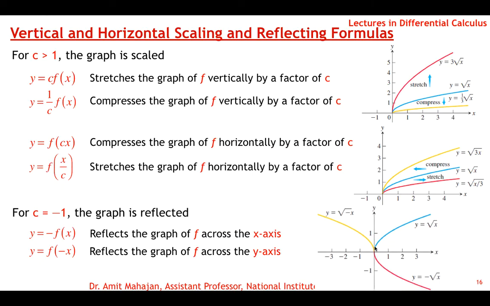For example, say you're given this curve y is equal to root x, then if I multiply with a negative sign here, then the graph is reflected across the x-axis. Because at any point x, instead of getting root x, I am getting minus of root x. So the graph is reflected along the x-axis. And if I replace the x by minus x, then the graph is reflected across the y-axis. So these are vertical, horizontal reflections and scalings.